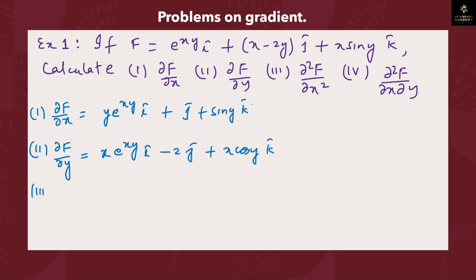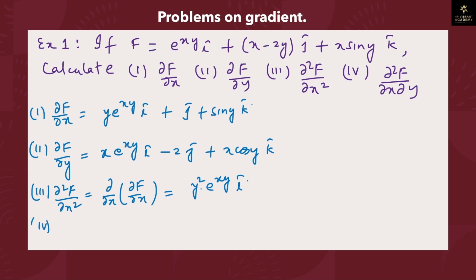Now in the third case we have to find del 2 f upon del x square. This is equal to del upon del x of del f upon del x. So we have to differentiate del f upon del x again with respect to x. So this is equal to y times e to the power xy into y, that is e to the power xy into y square i cap, plus j cap, there is constant 1 into j cap, so this is 0, and in sin y, there is no term of x, so this is 0.